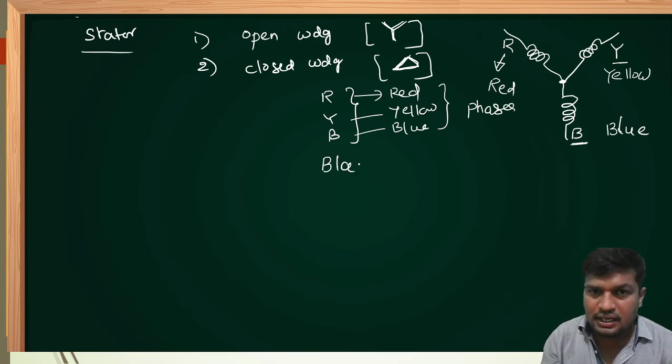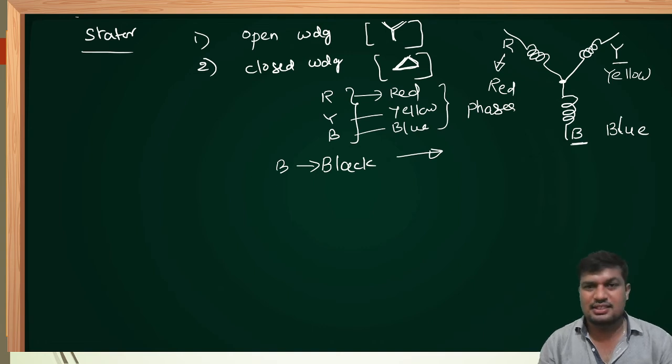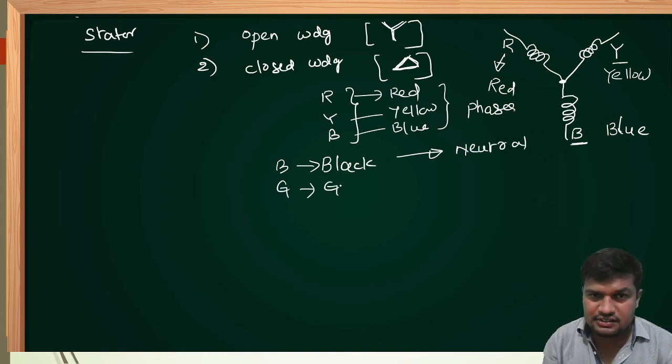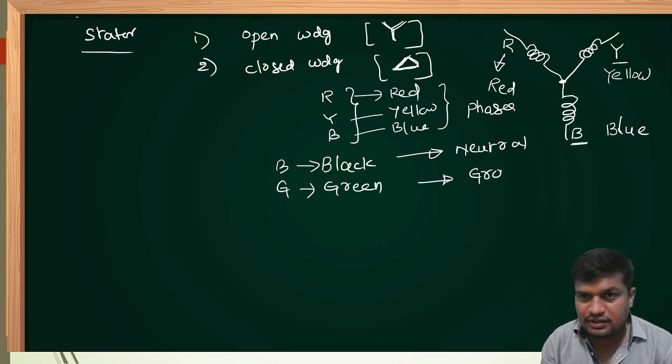And B is also for black, another B for black. Black always stands out among so many colors. Also, if you use a black marker, it is more visible and lasts a long time. Now, dear friends, black color insulation always represents the neutral wire. And one more: G for green is always used to represent the grounding wire. So please remember these basics.